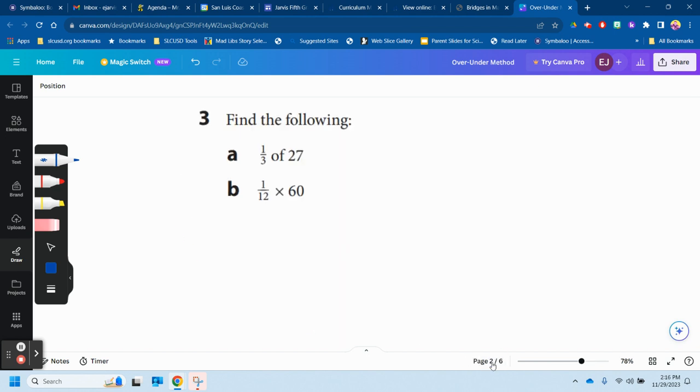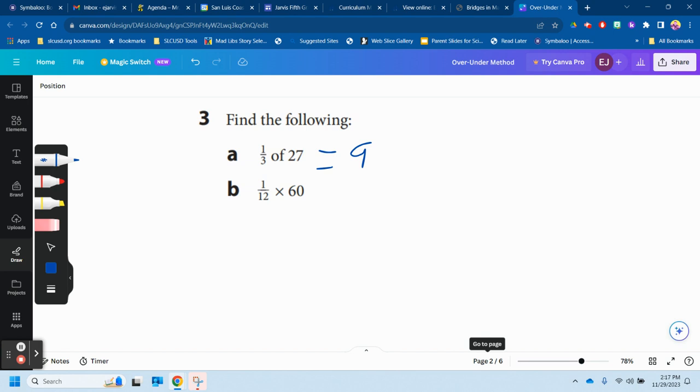Take another one here. Okay, 1/3 of 27. So if I'm saying 1/3, I'm going to divide 27 into 3 equal groups. So I'm really just, if I divide 27 by 3, I would get 9. And that works with numbers that are simple to use.